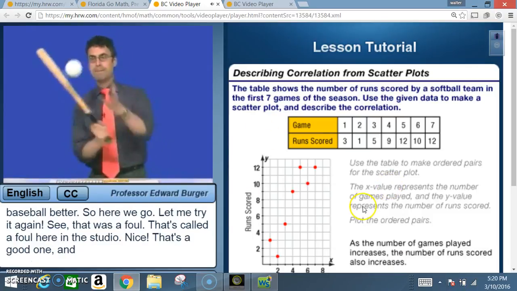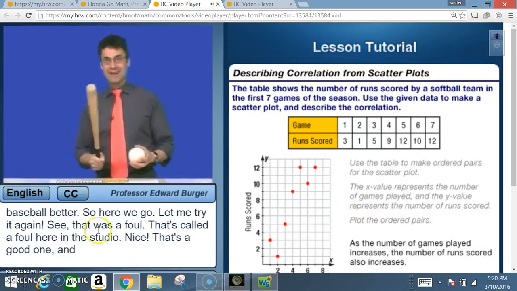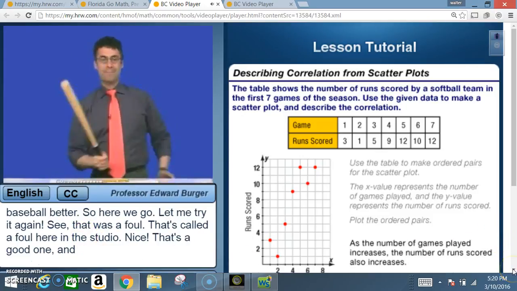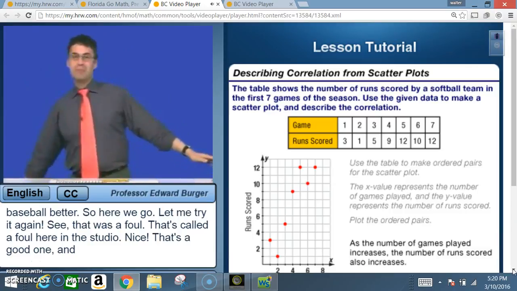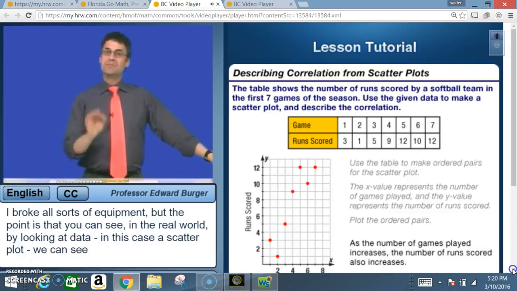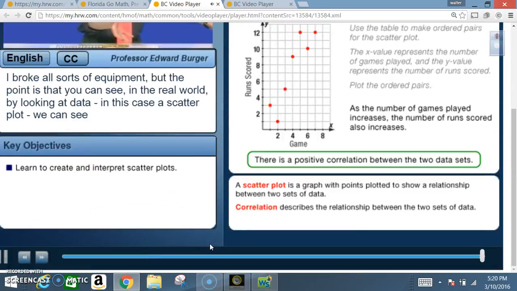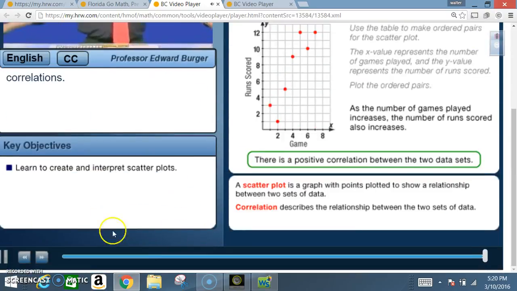So here we go. Let's try it again. That was a foul. That's called a foul here in the studio. Nice. There's a good one. And I broke all sorts of equipment. But the point is that you can see in the real world, by looking at data, in this case through a scatter plot, we can see correlation.